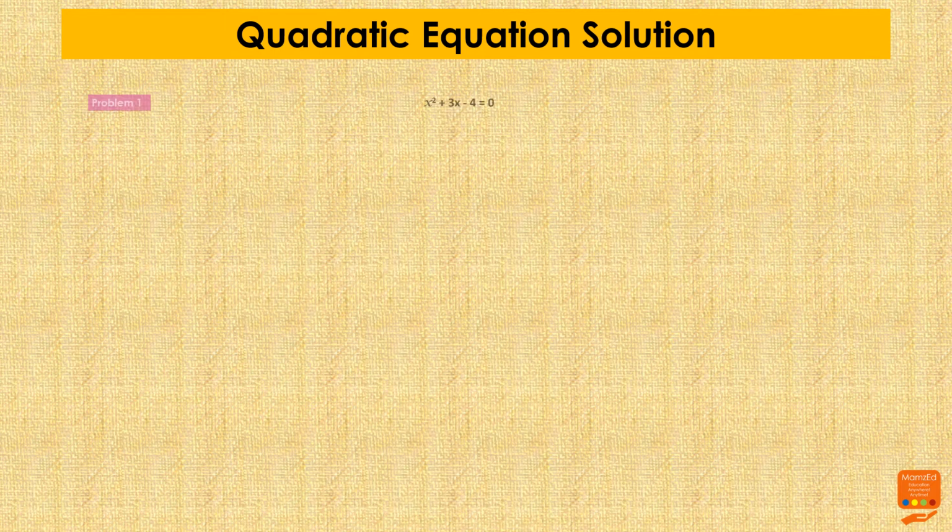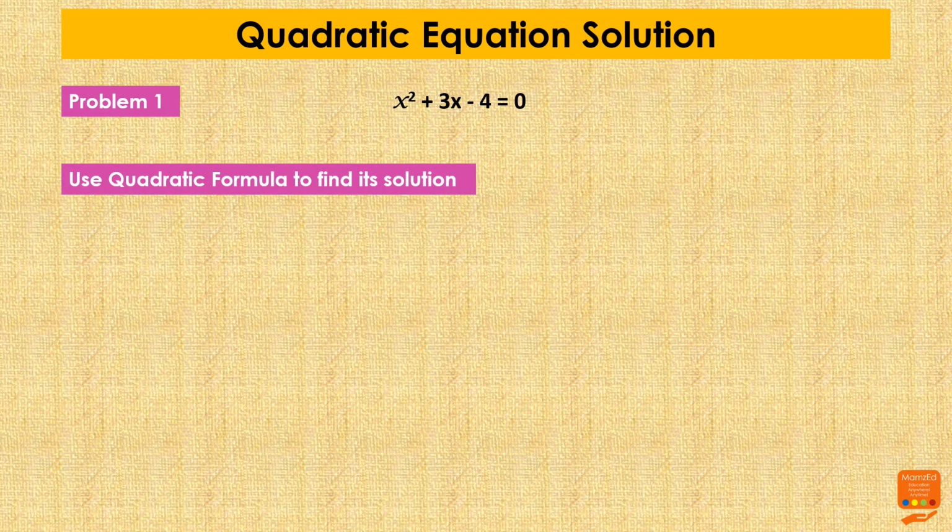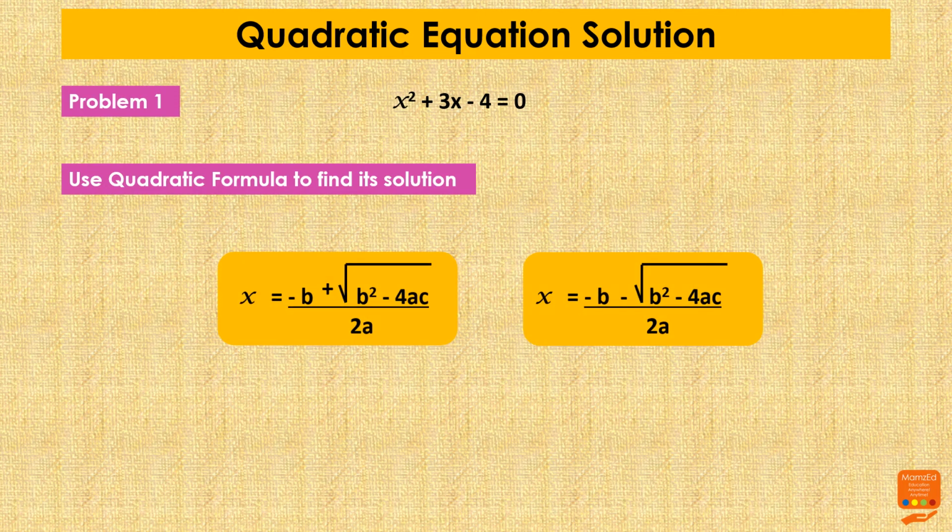Let's look at this example. So our quadratic equation is x squared plus 3x minus 4 is equal to 0. We will use quadratic formula to find its solution. We know that there will be two solutions because this is a quadratic equation. So we need to find a, b, and c of this quadratic equation so that we can plug in the values of a, b, and c in the quadratic formula. So in this case, a is equal to 1 because the coefficient of x squared is 1, b is equal to 3 because the coefficient of x is 3, and c is equal to minus 4.